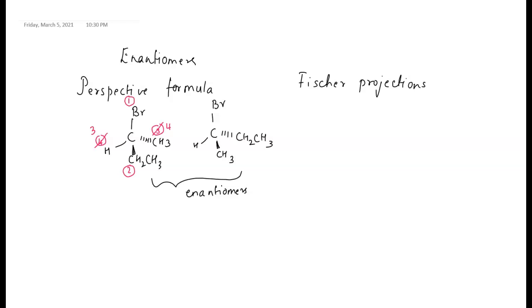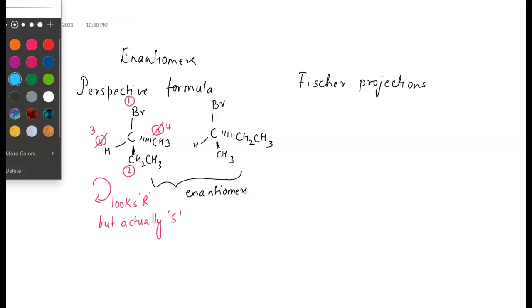Then you do the rotation clockwise or anti-clockwise, but in this case you go from 1 to 2 to 3, right? 1 to 2 to 3, which is a clockwise direction. It looks R, but is actually S. Remember, we talked about if you swap, you have to swap your answer too. So since we did one swapping, you get your answer as S. Okay, so the configuration at this carbon atom is S.